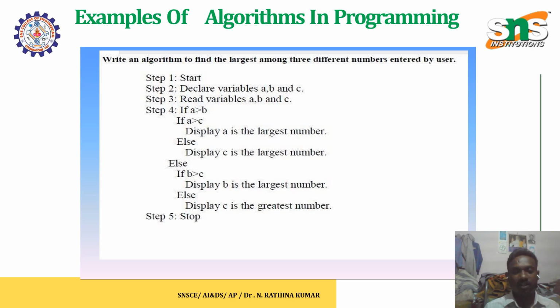How do we find whether the given algorithm is right or wrong? You can simply assign some values to A, B, C. Then you can easily understand whether the given algorithm is correct or not.